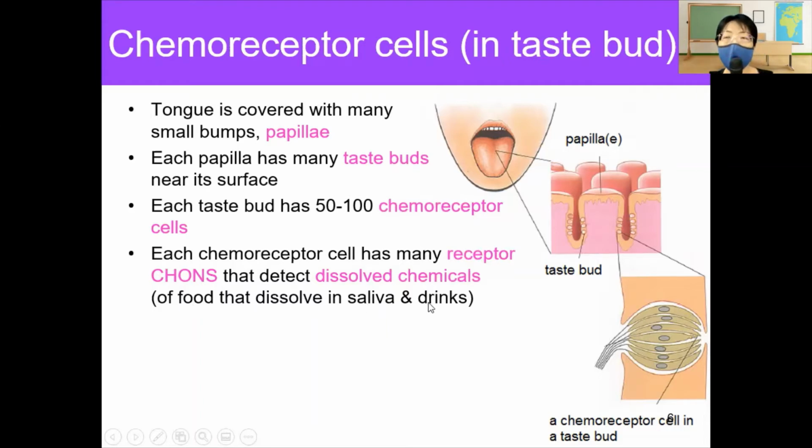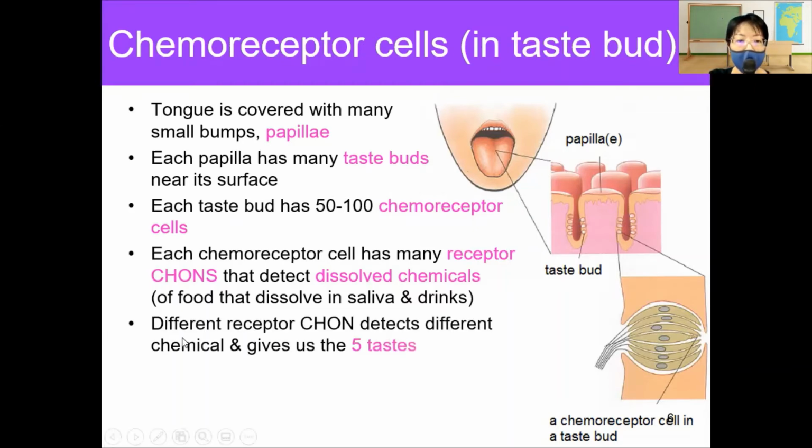So our taste bud can only detect the chemical that is already dissolved. If it's totally dry, you can't taste anything. It must dissolve either in water or in your food, or in the saliva. We can taste so many different kinds of taste because we have different receptor proteins for different chemicals that give the taste.